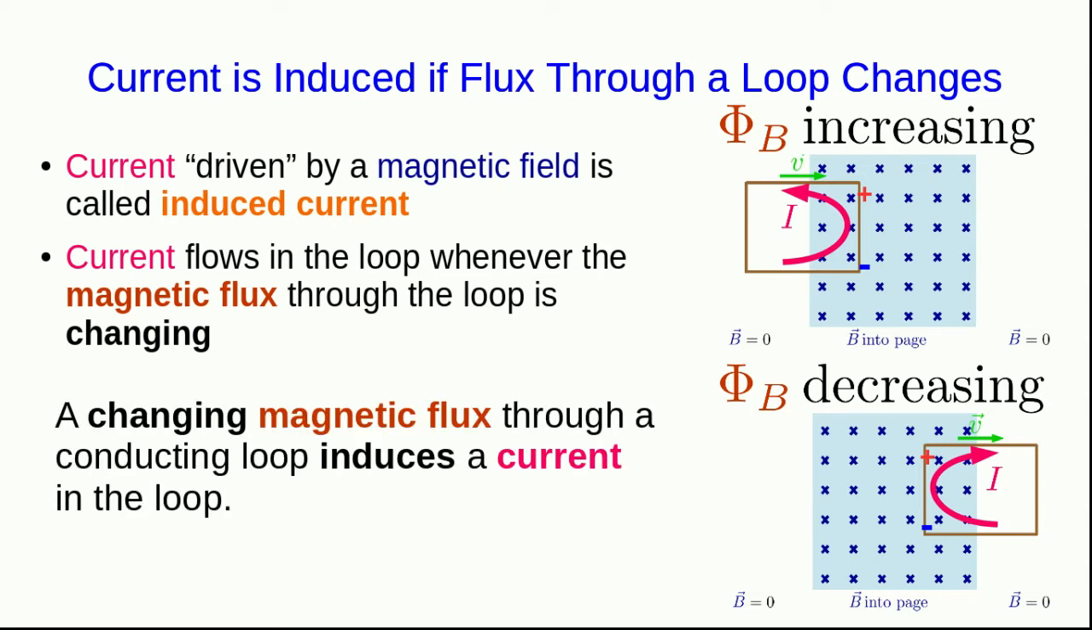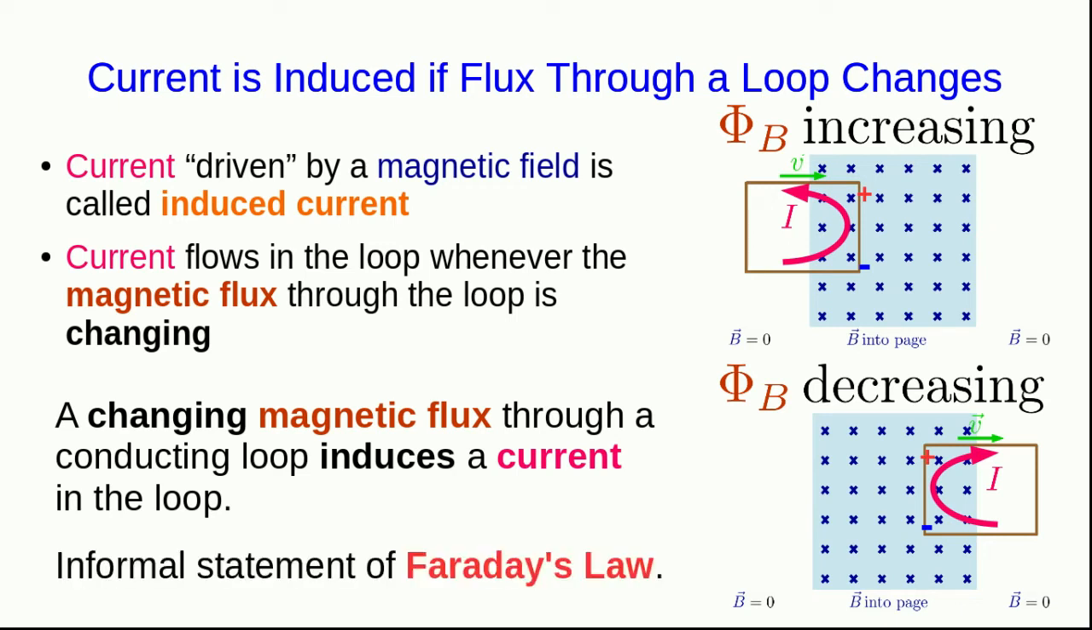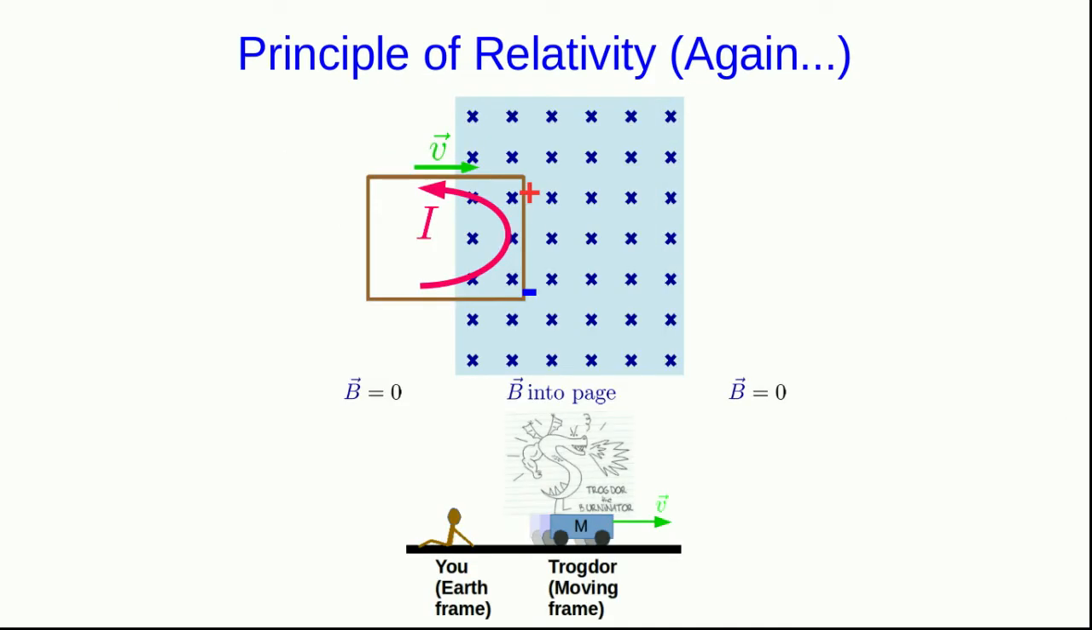And so what we see is that a changing magnetic flux through a conducting loop will induce a current in the loop. And this is an informal statement of something we'll write down much more precisely later, which is Faraday's law. Well, we have an effect here which is connected to the velocity of the loop. And as with all such situations, it can be important to think about how it appears from different reference frames.